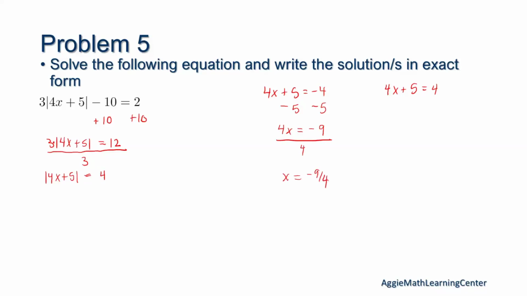Okay, and this one will follow some similar structure, right? We'll subtract the 5 over. Gives us 4x is equal to -1, and then we'll divide by 4 again. And that gives us x is equal to -1/4. So our solution set for this problem would be -9/4, -1/4, right? Because if we plug those 2 solutions in as our x, it will give us either 4 or -4, and the absolute value of both those values would make this equation true.